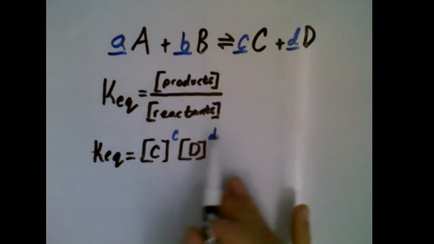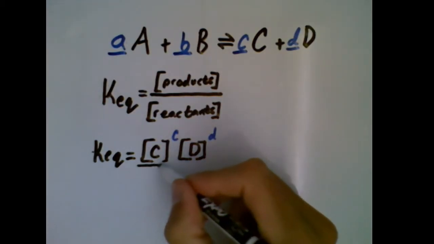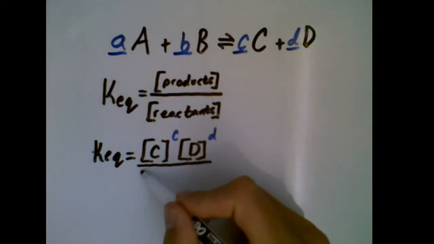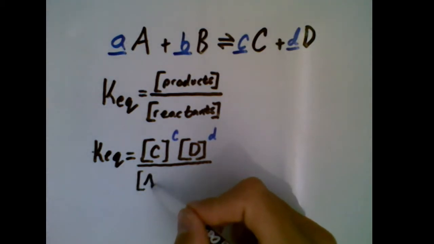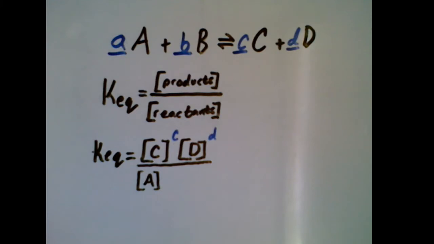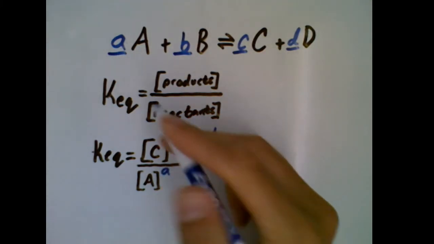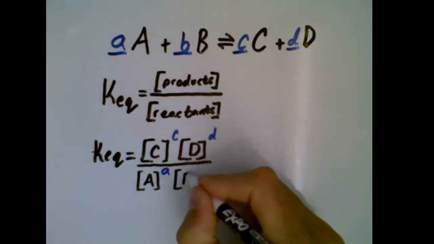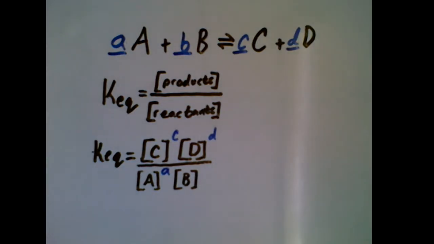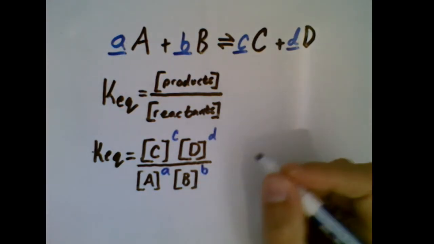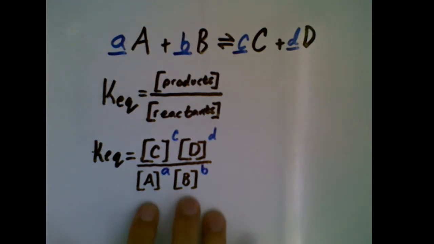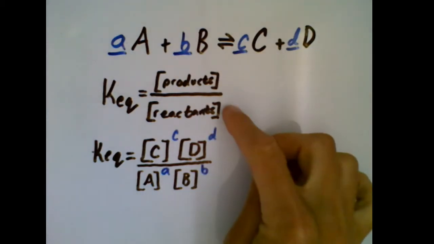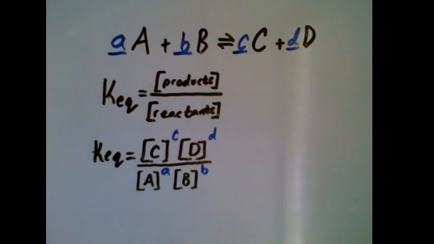Those are going to be multiplied together, raised to the power of their coefficients, and then we're going to divide that value by the reactants. So we're going to do the same thing. We're going to take our reactant, substance A, and raise it to the power of its coefficient, which is a. Then we're going to take substance B and raise it to the power of its coefficient, which is b. This would be the equilibrium constant for this chemical reaction. Products divided by reactants, always raised to the power of their coefficients.